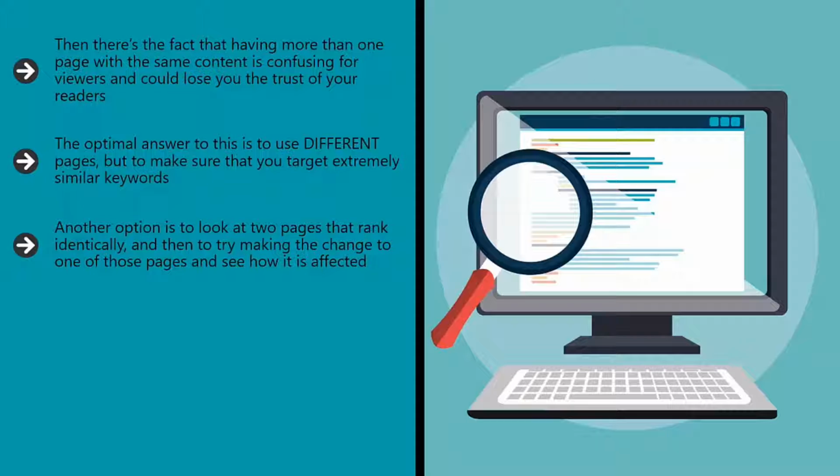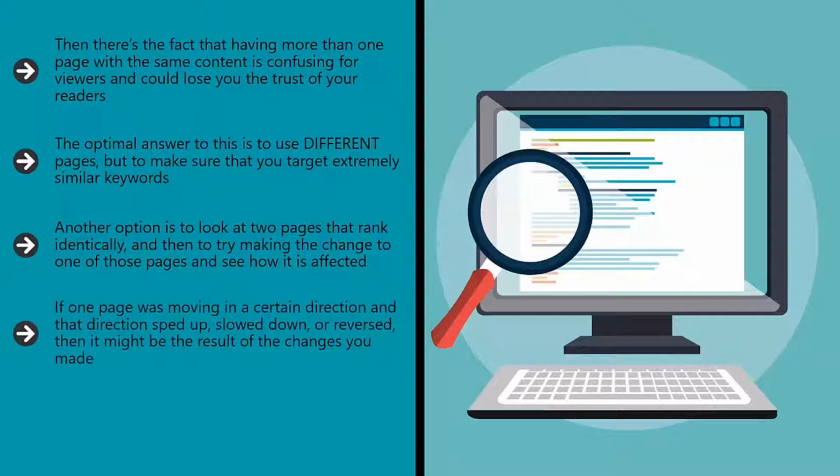What's more is that you can open up your stats and then use the historical data in order to make a forecast of how the web pages should have behaved. If one page was moving in a certain direction and that direction sped up, slowed down, or reversed, then it might be the result of the changes you made, especially if the matched page did not show the same changes.